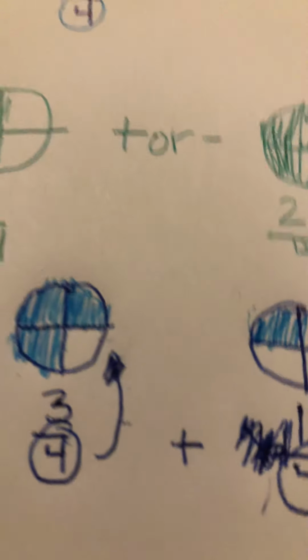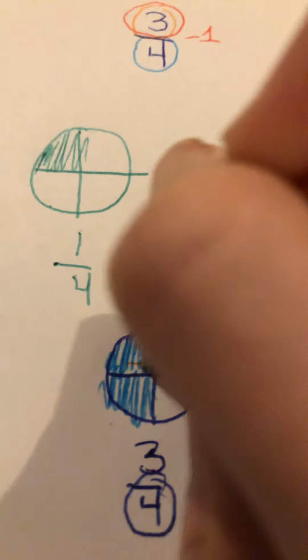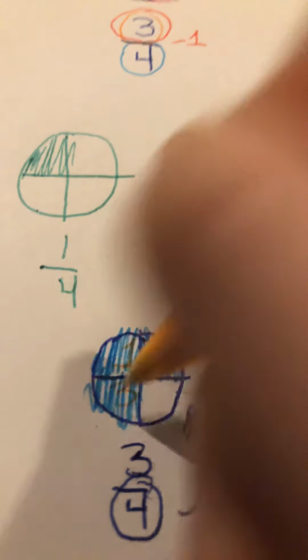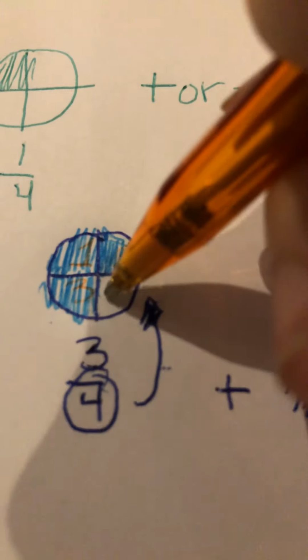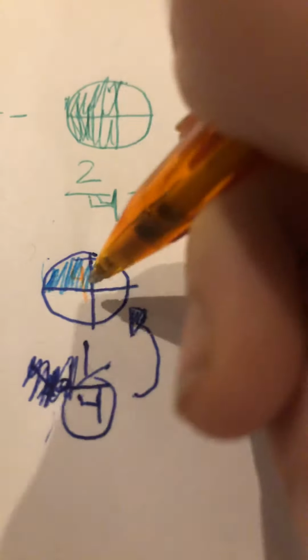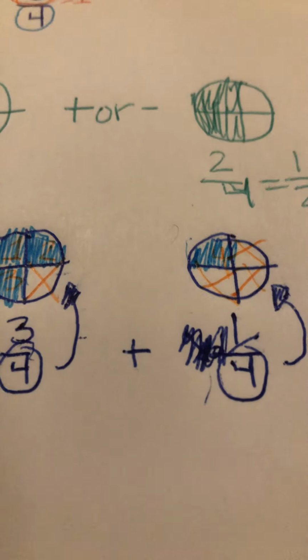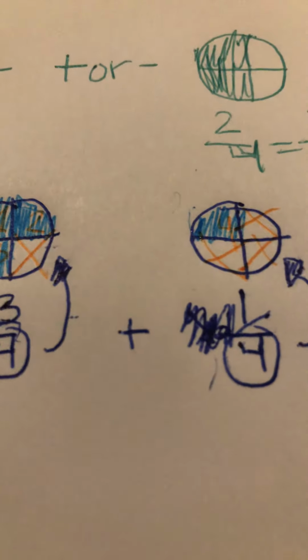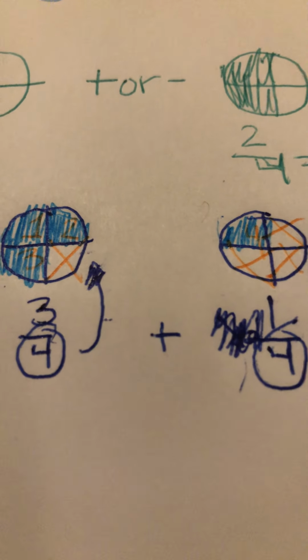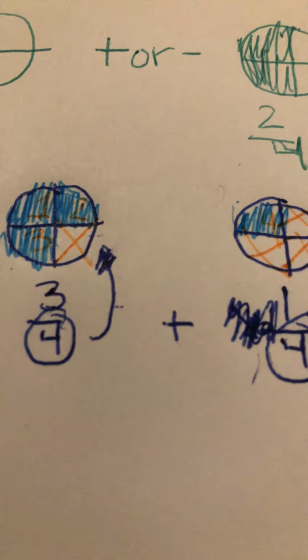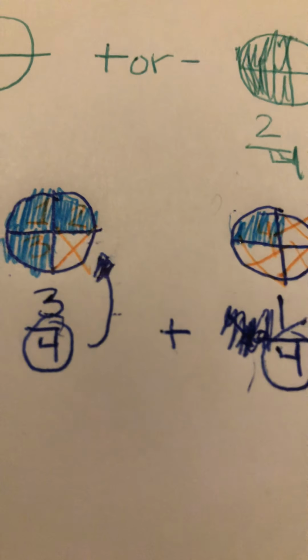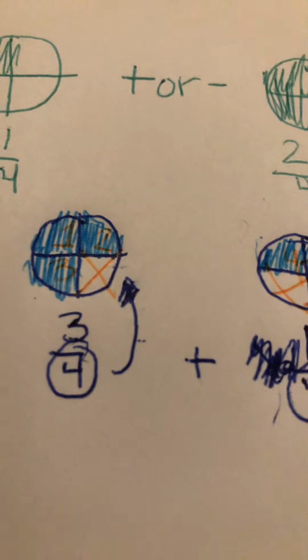Let's do some counting. We have 1, 2, 3, and 4. These ones that aren't shaded, you don't have to worry about them yet. So I'm just going to put X's on them. And so you see the 4 shaded? That would mean there's 4.